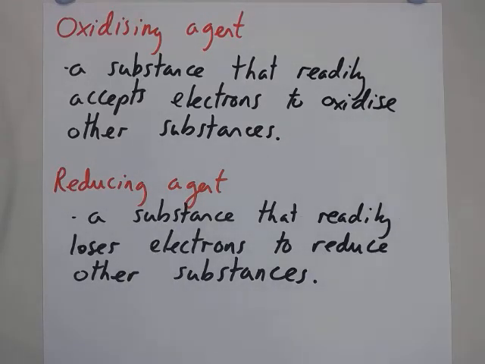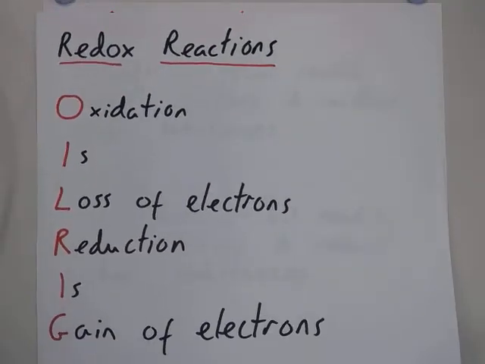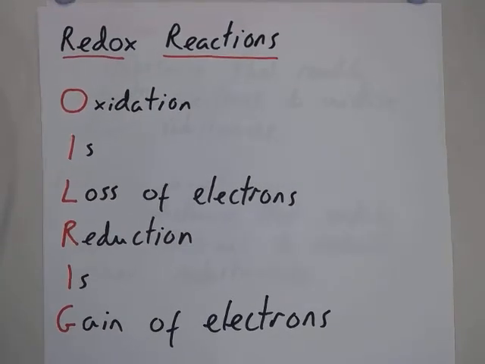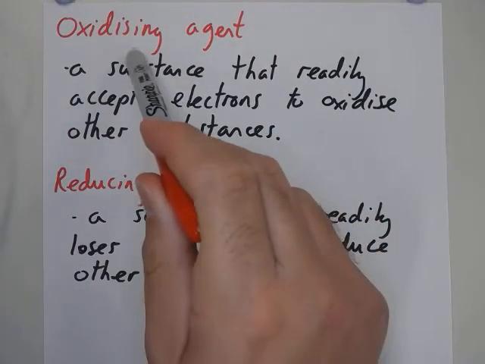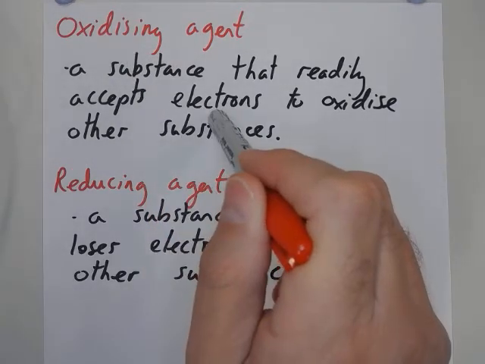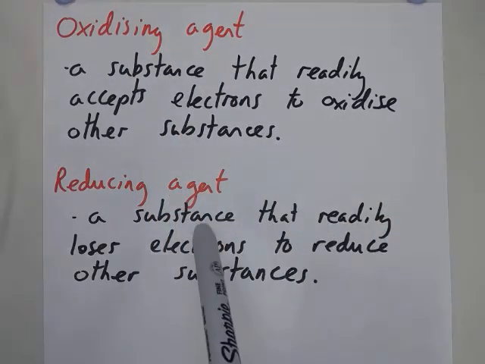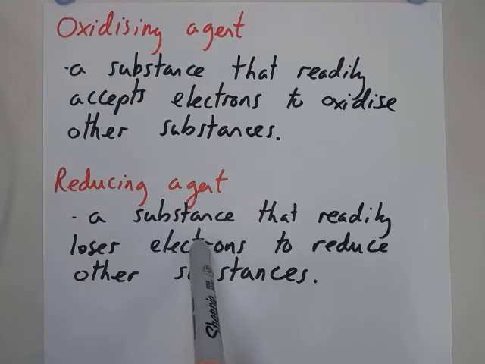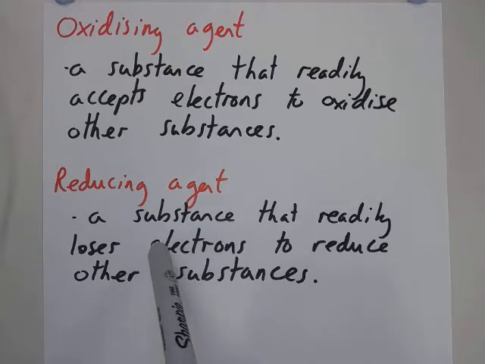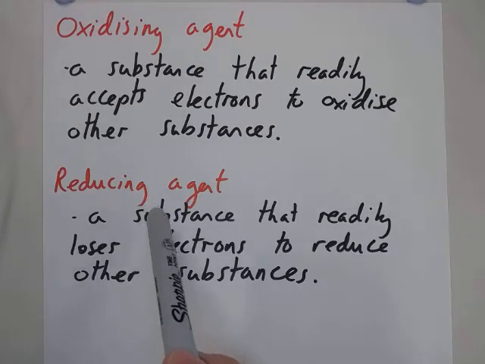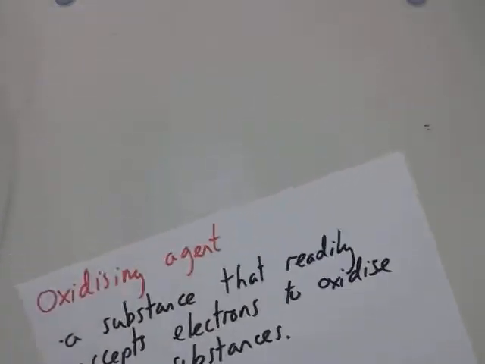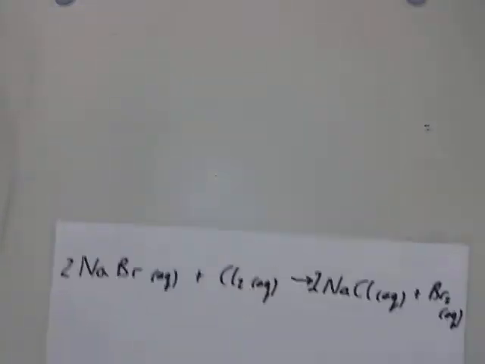So in any reaction where there's oxidation, there's always going to be reduction as well. They go together, OIL RIG. The substance that gets reduced is the oxidizing agent, because by being reduced, it oxidizes something else. The substance that gets oxidized is the reducing agent, because by losing electrons, they're not just disappearing, they're going to another substance and they're reducing another substance. So the substance that gets oxidized is the reducing agent. So if we have a look at an example, we can follow this using our oxidation numbers.